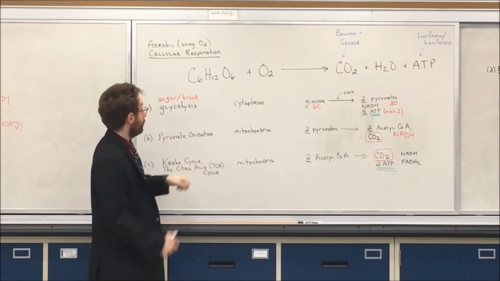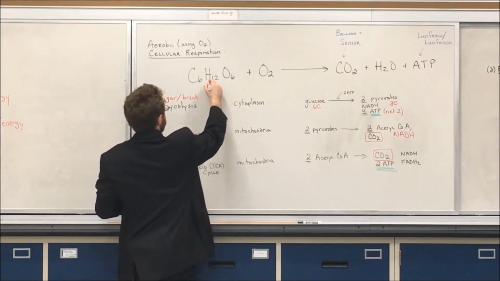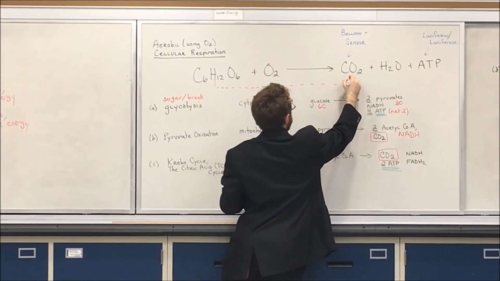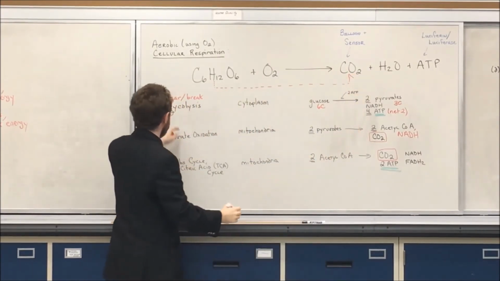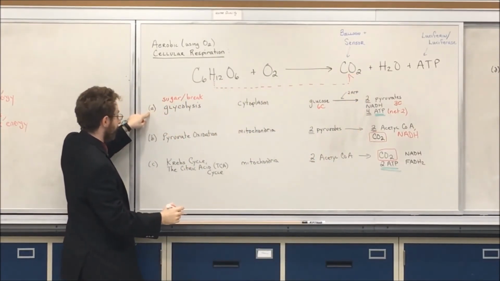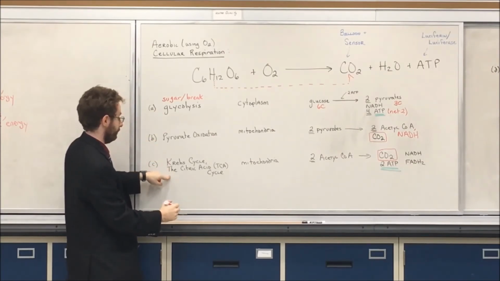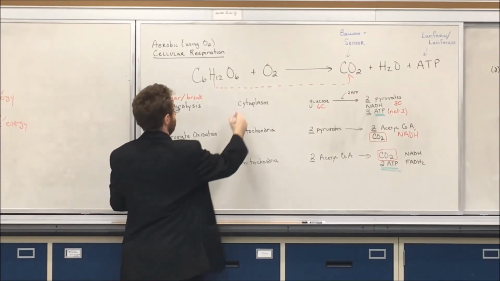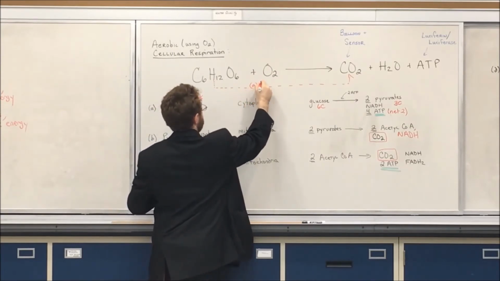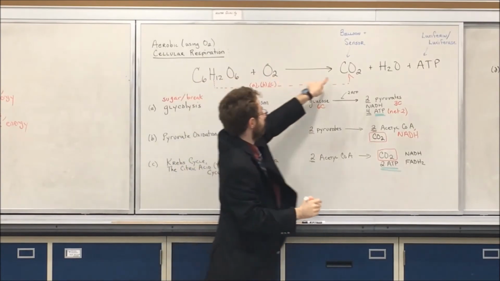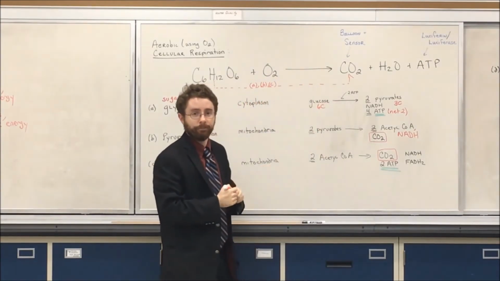So if we look, we see that the glucose to carbon dioxide step is the result of step A, glycolysis, step B, pyruvate oxidation, and step C, the Krebs cycle. So A, B, and C are all this portion of the reaction.